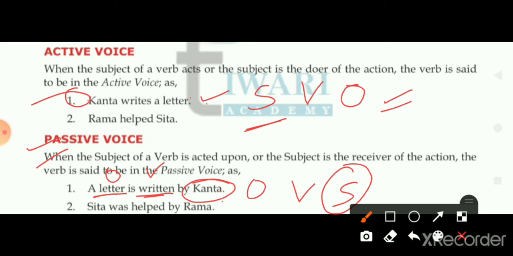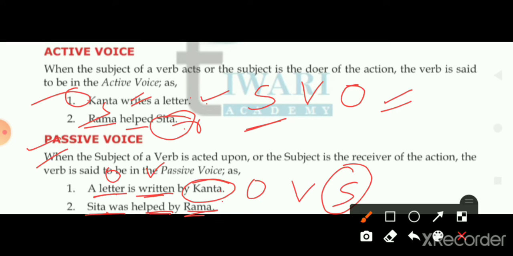Now the second example, Raman helped Sita. So here Raman was the subject, helped was the verb, and Sita was the object. Now for turning it into passive voice, first we mention the object, then the verb, and after that we mention the subject. So I hope this is clear to all of you, what active and passive voice are.